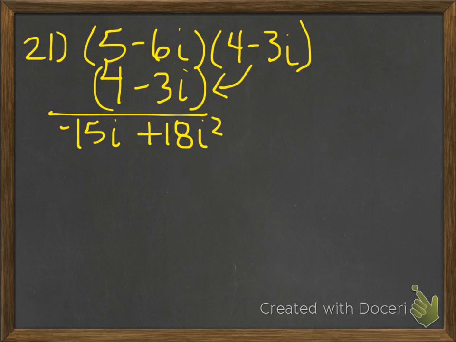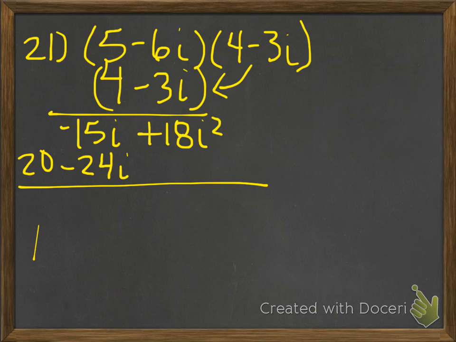Then I can go to the 4. 4 times negative 6i is negative 24i. 5 times 4 is 20. Combine your like terms. Bring down the 20. Negative 15 minus 24 is negative 39. Don't know why I wrote 29.